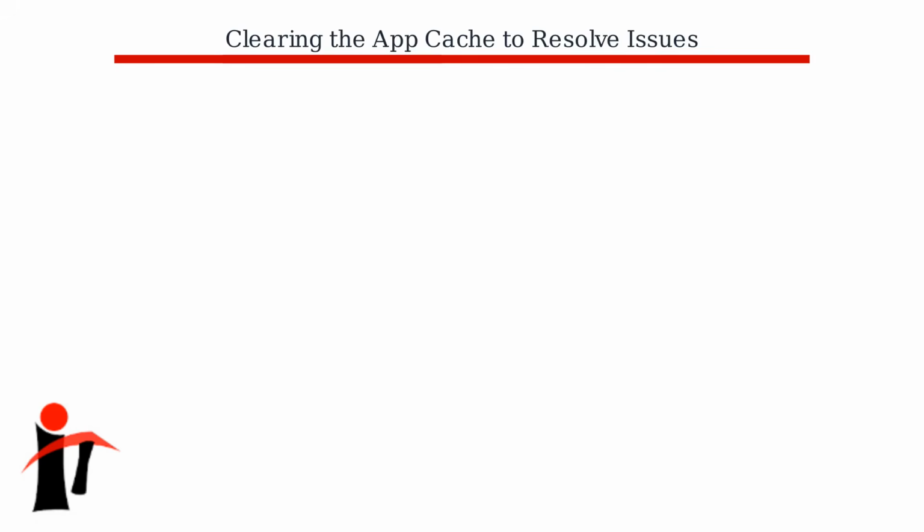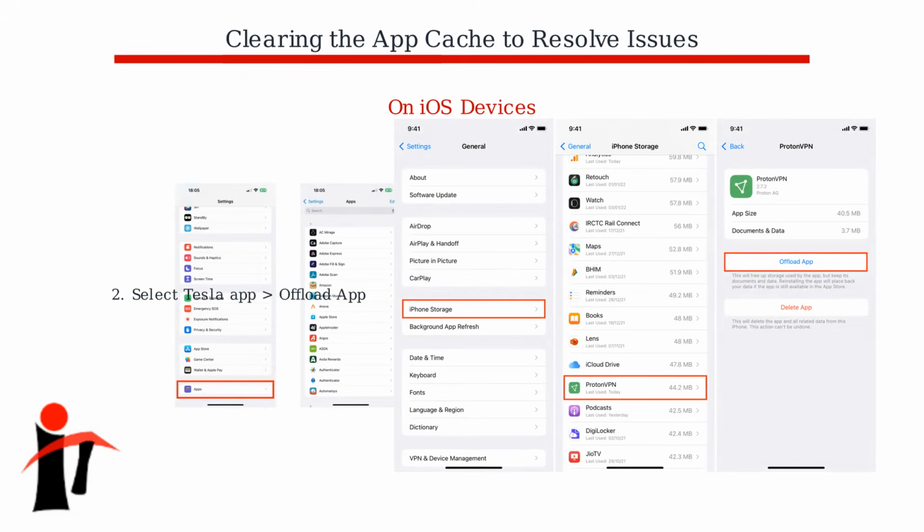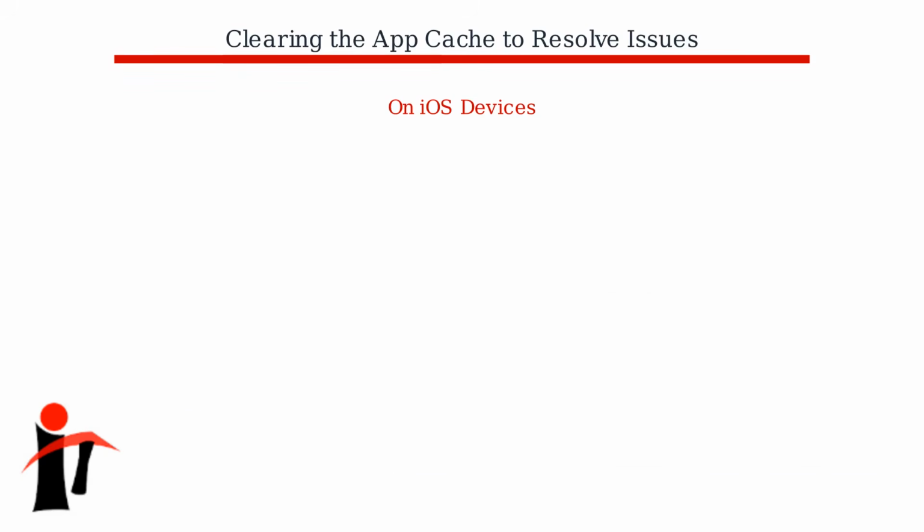A corrupted app cache can lead to unexpected errors in your Tesla app. The cache stores temporary files that can sometimes become corrupted and cause conflicts. Clearing the cache removes these temporary files and gives your app a fresh start. On iOS devices, you need to offload the Tesla app to clear its cache without deleting the core app files.